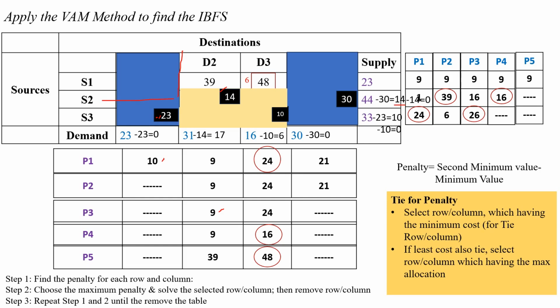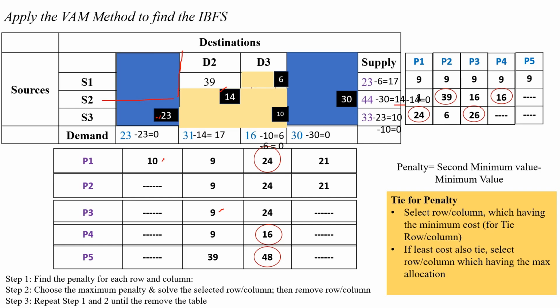Then at the 48 we have to observe the supply as well as the demand. So supply is 23 and demand is 6. So the minimum value is 6. We have to allocate the 6. Then subtract the 6 from the demand as well as the supply. So supply will become 17 and demand is 0. Here the D3 column is getting 0, then we have to remove the D3 column.